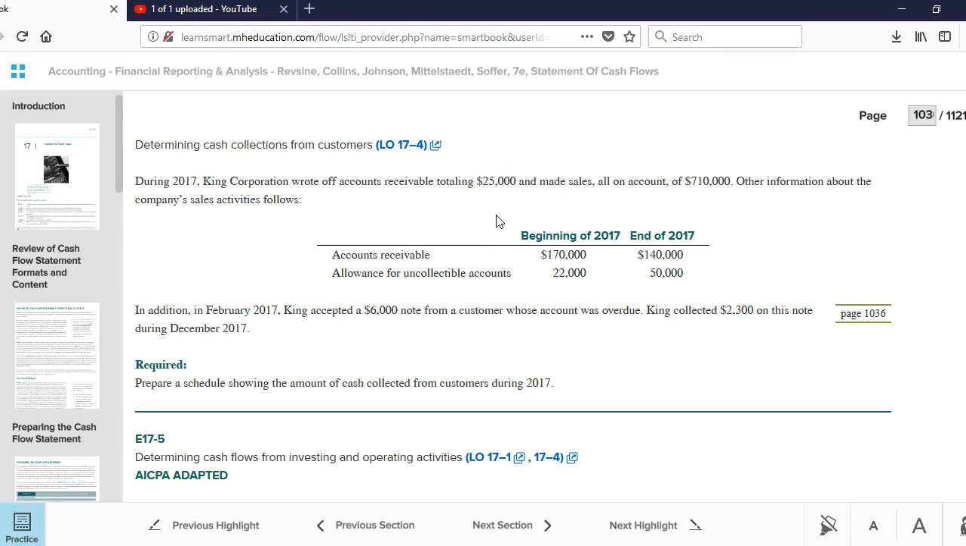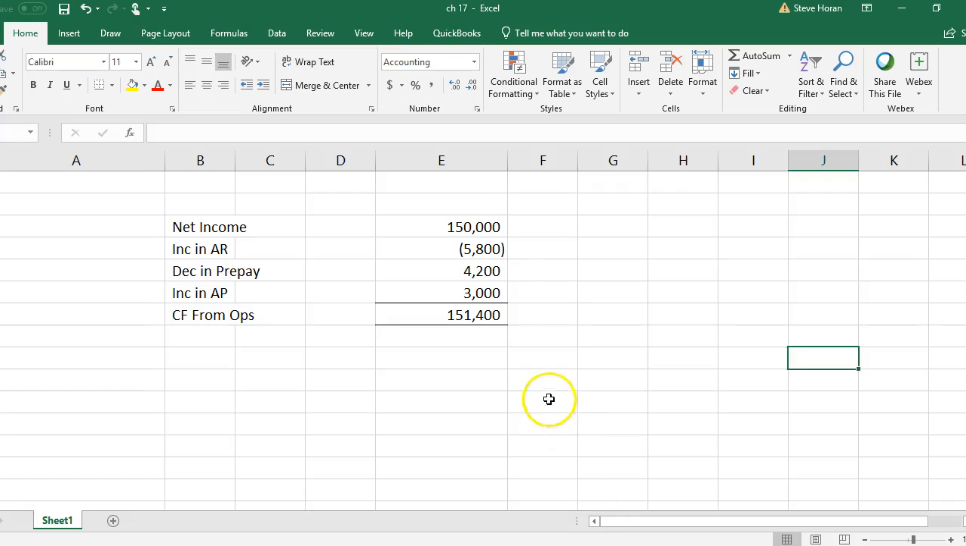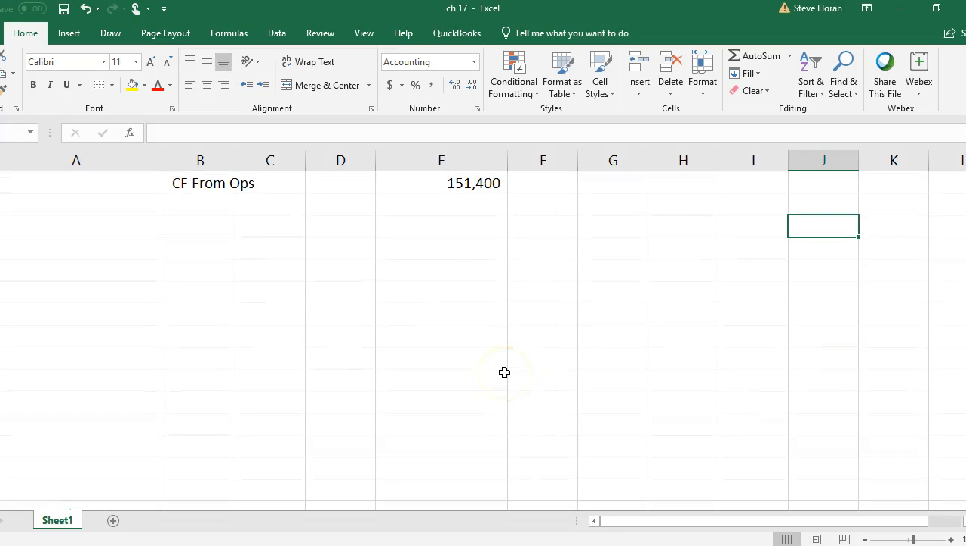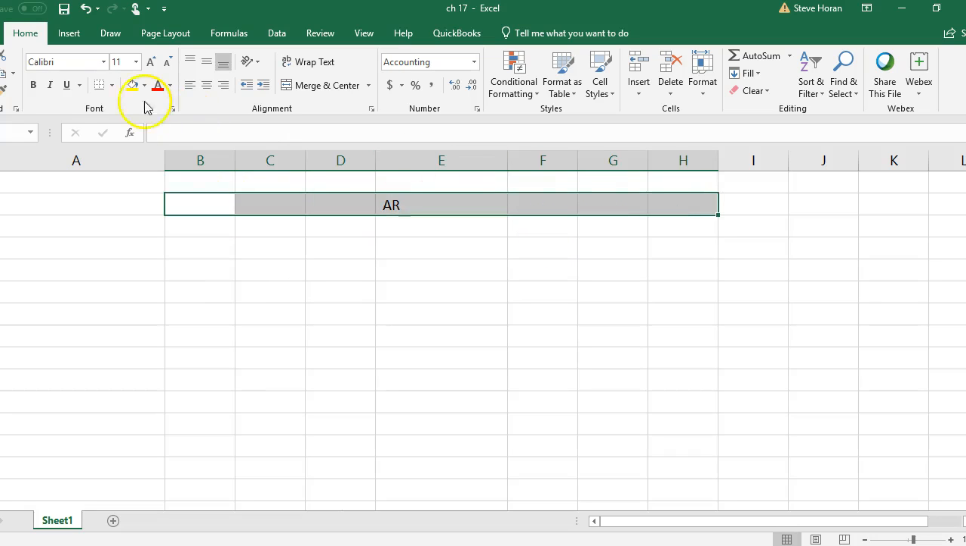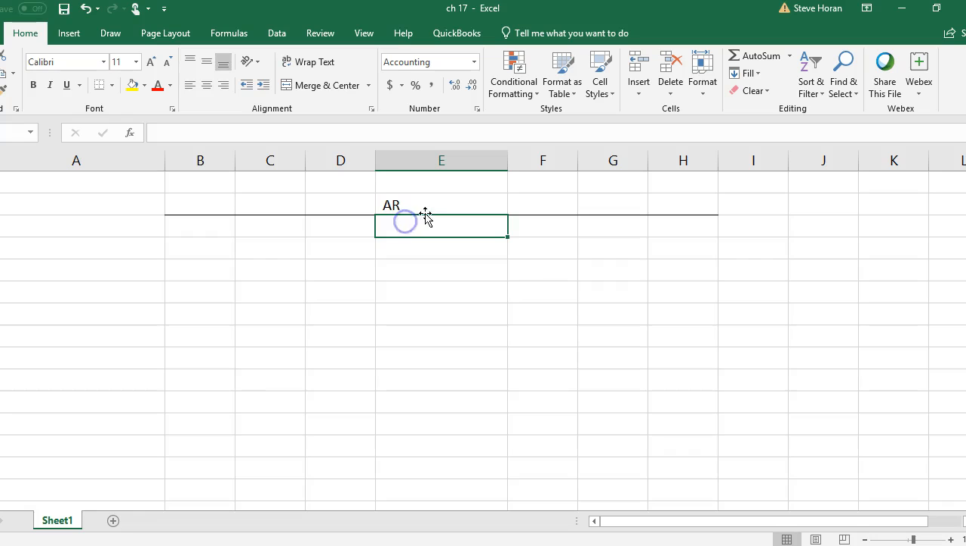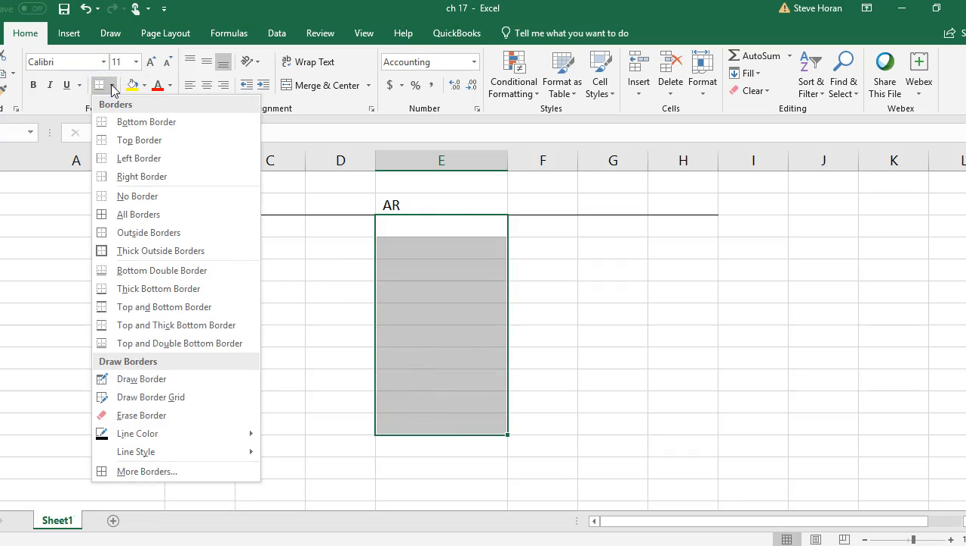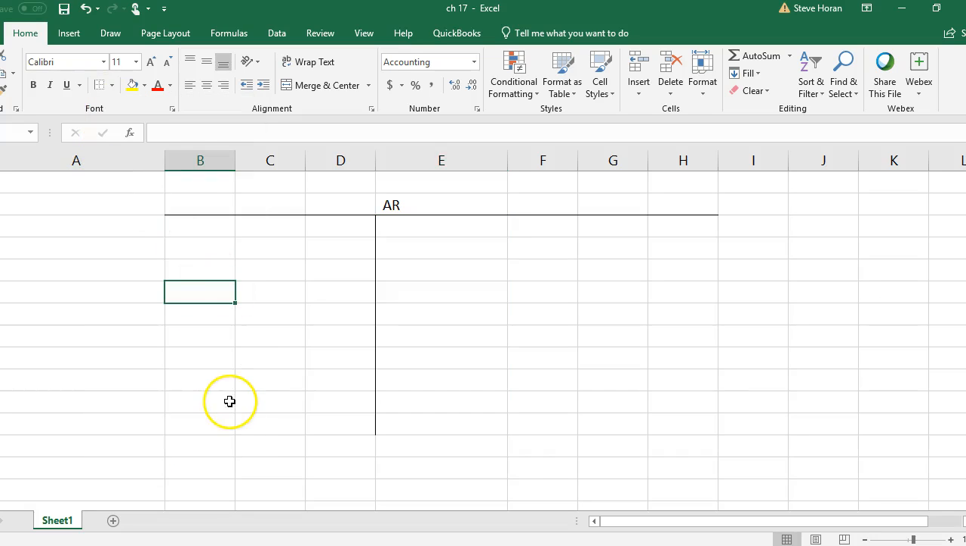Let's make sure that we're able to calculate the answer, which is how much cash was collected during the year. So let's go ahead and do a T account for AR. Of course, we'll have our debits and credits here. Just imagine we've got a T account, and let's make this the left-hand side too, so it's easier to follow that it's a T account. Like that. So there's my T account.